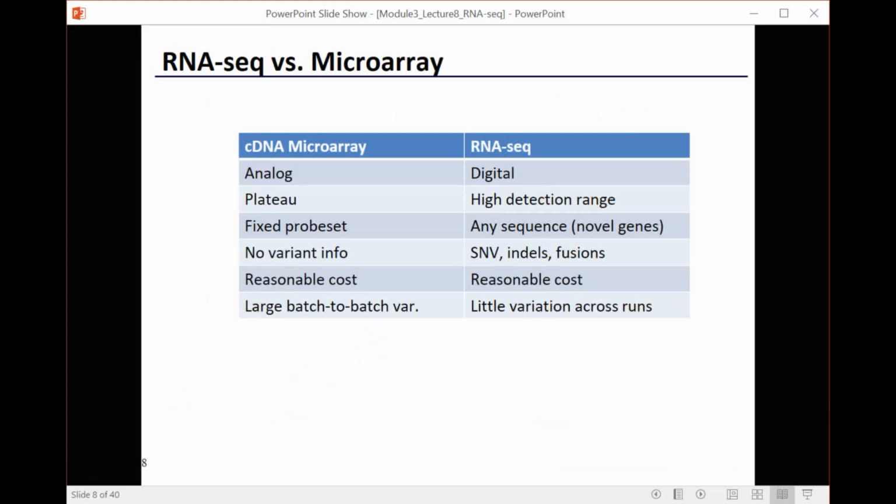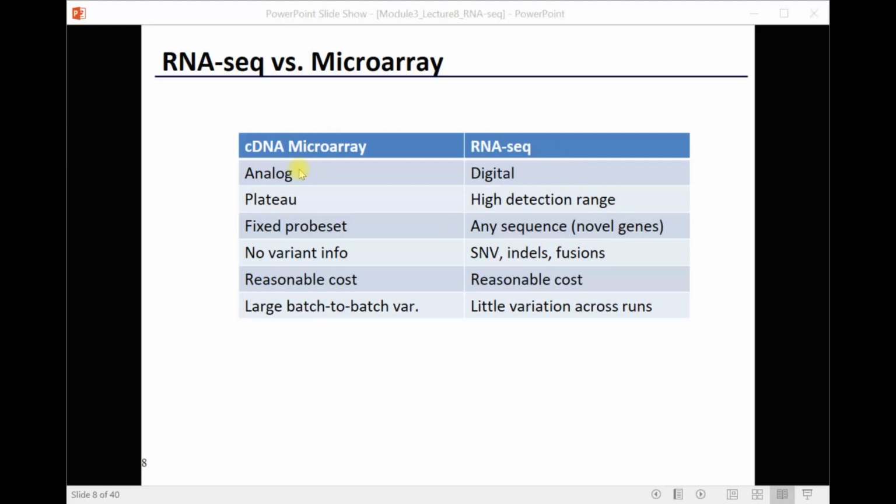And the advantage of RNA-seq over microarray is that, first, it is a digital representation. Every time you see a read, it's definitely some molecule that comes from your sample. While for microarray, it's an analog signal. This region either has a high signal or low signal.